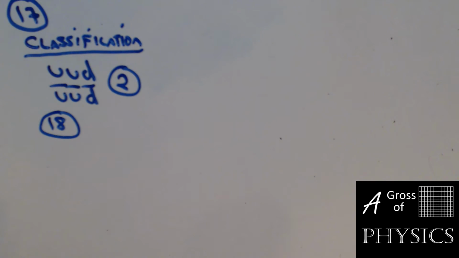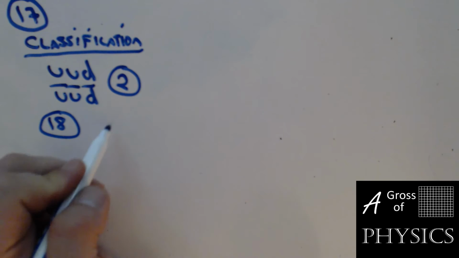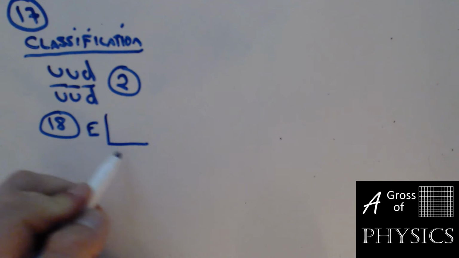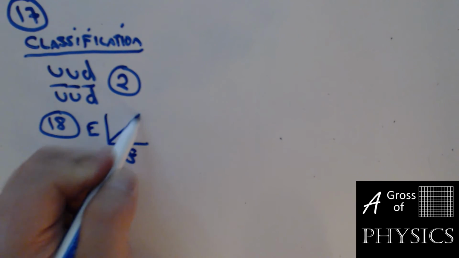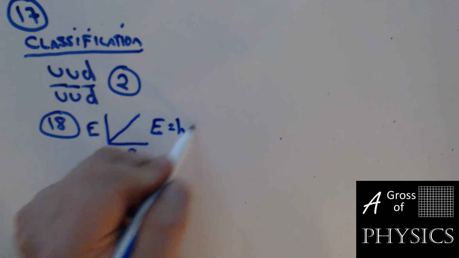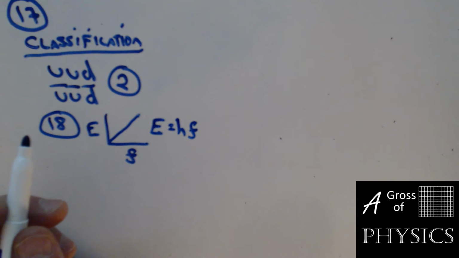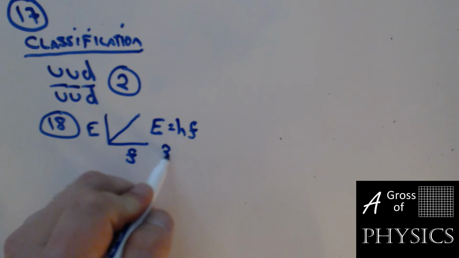18. What's the representation between the energy and frequency of a photon? Well, what's the graph look like? The equation is E equals HF, and that's a linear relationship. So that's going to be choice 3.